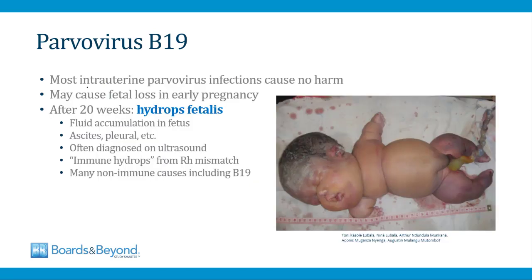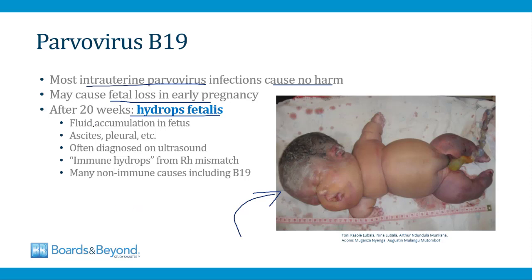Now luckily, most intrauterine parvovirus infections cause no harm to the baby. But when they do cause harm, some of the things that can happen include fetal loss if it's early in pregnancy, and if the infection occurs after 20 weeks, the classic consequence of B19 infection is hydrops fetalis. This is a picture of a baby with hydrops fetalis on the screen here.